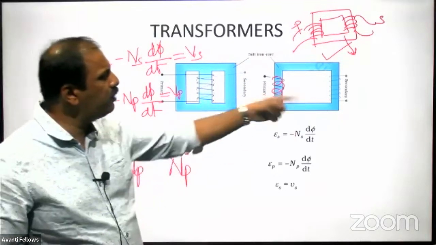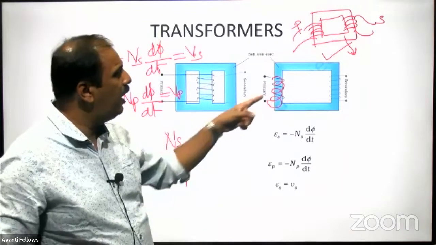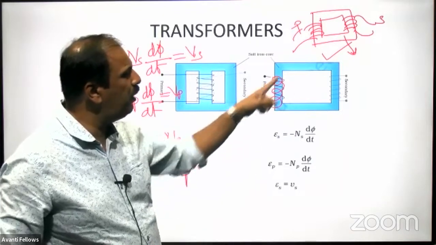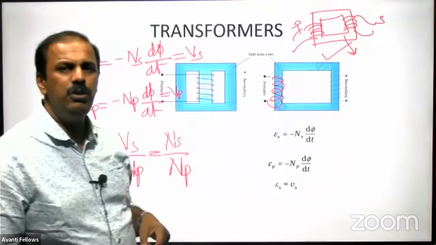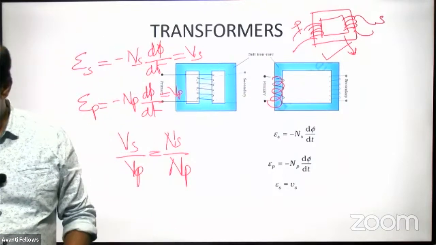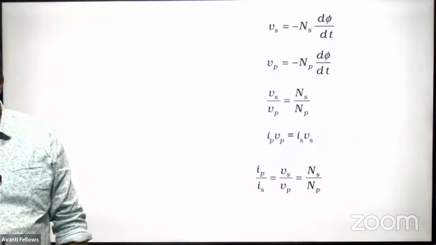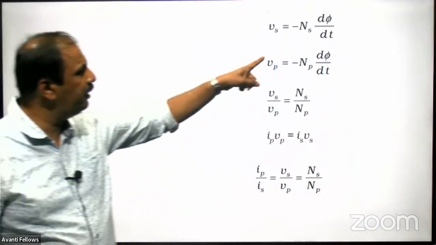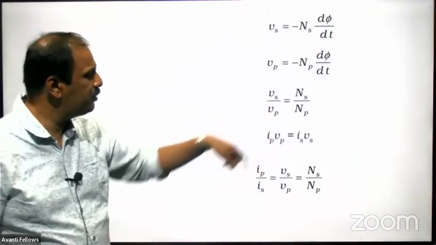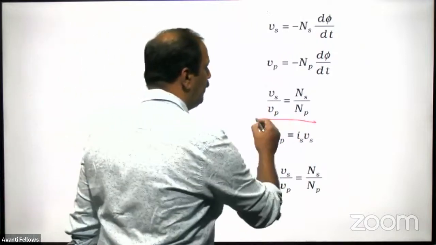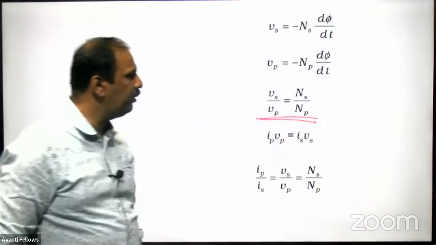If you want to reduce the voltage, we will use transformers where the primary number of turns will be more and the secondary number of turns will be less. That is called a step-down transformer. Okay, now we'll discuss that in detail. So this one we already wrote. Vs by Vp is equal to Ns by Np.